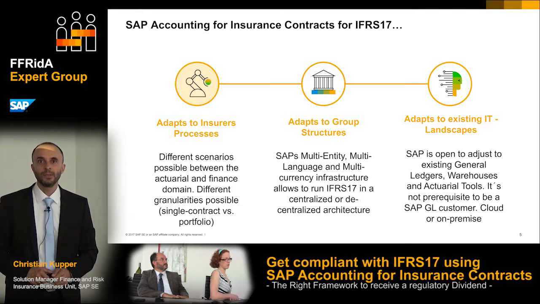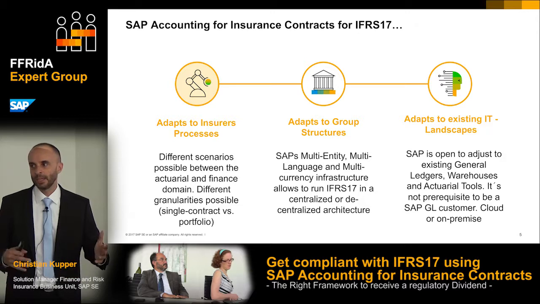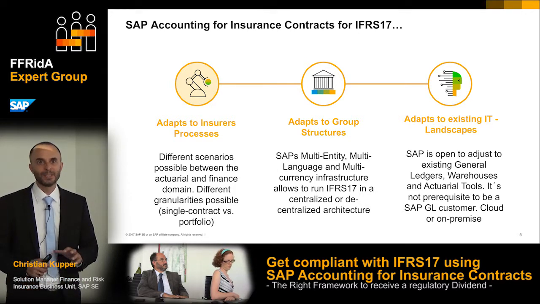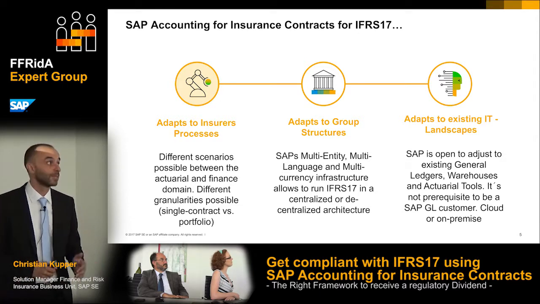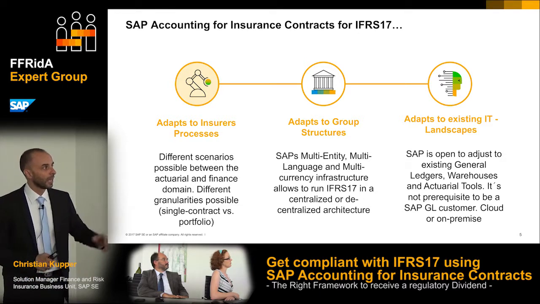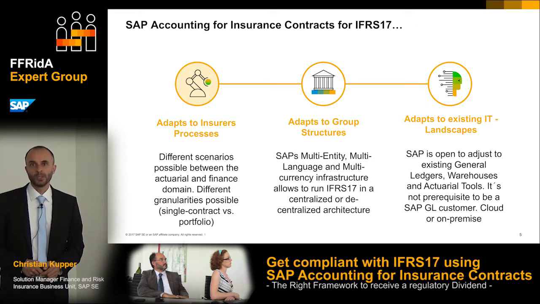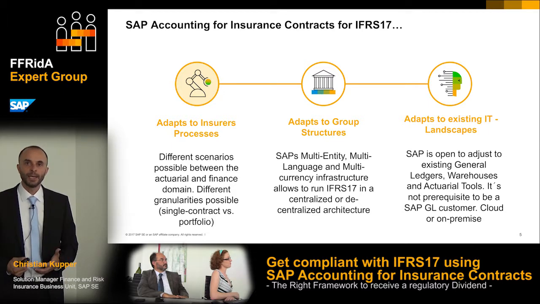As you know, IFRS 17 was shipped on May the 18th, 2017. We get in interaction with a lot of clients these days. So here we see basically everything from very decentralized to very centralized. The architecture is flexible to do this. And in addition, no one is starting really from scratch. We can adapt to existing IT landscapes.